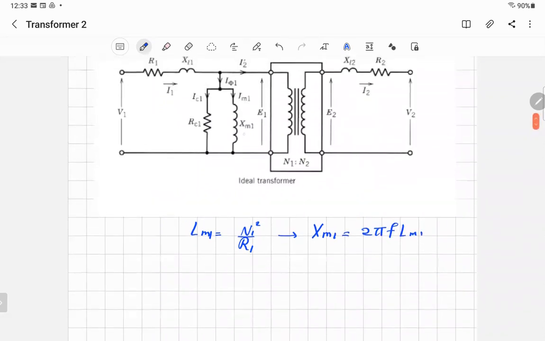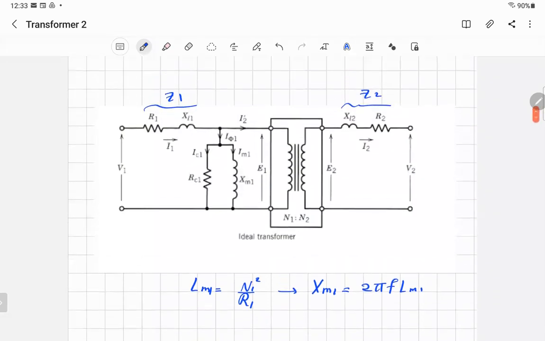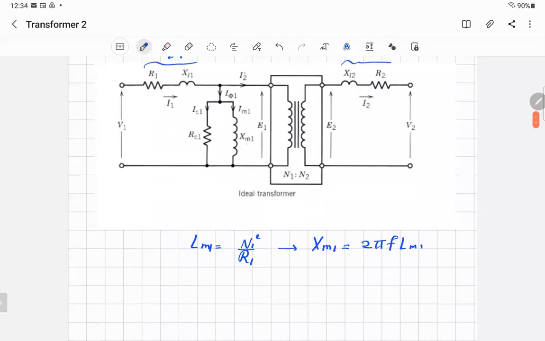So that's how you represent the reactance that's responsible for the mutual flux. You have two things: mutual flux and leakage flux. Now they are represented: the leakage flux on the primary side is represented by XL1 and the mutual flux by XM1. You just have to know that from basic electricity, from basic circuits.